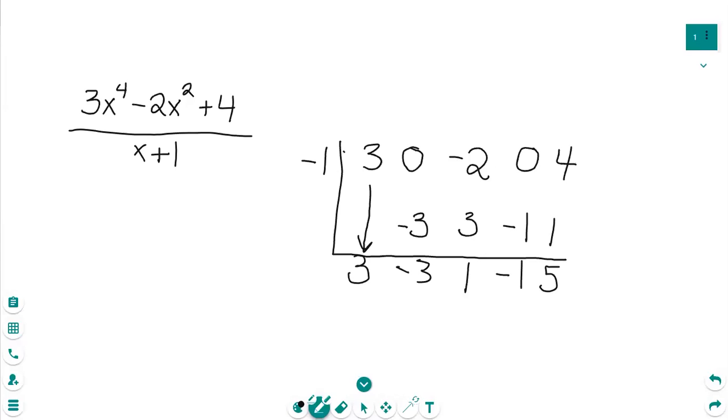The numbers on the bottom here are the coefficients for the answer. Our polynomial will be 1 degree less than what we divided. Since we divided a 4th degree polynomial, this will be a 3rd degree polynomial starting with x cubed. So 3 will be the coefficient for x cubed. Then negative 3 will be the coefficient for x squared. 1 will be the coefficient for x. Negative 1 will be our constant, and 5 will be our remainder.